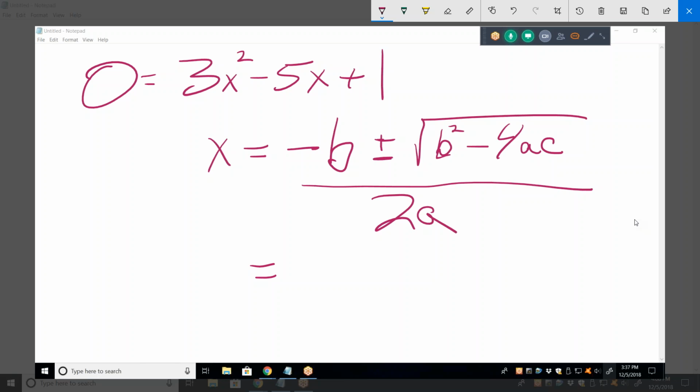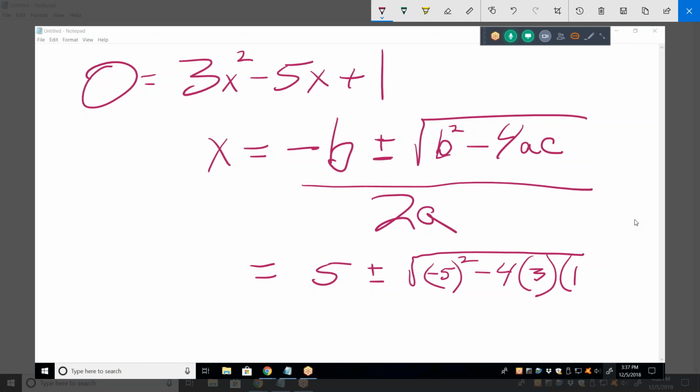Minus b, so 5 plus minus negative 5 squared. Don't forget the radical sign. Minus 4. What's a? 3 times 1. So what is the discriminant? Is it positive or negative? It's negative. No, minus 5 squared is 25. Okay, 25 minus 12 is 13. So it's the square root of 13. And 6 goes down there.